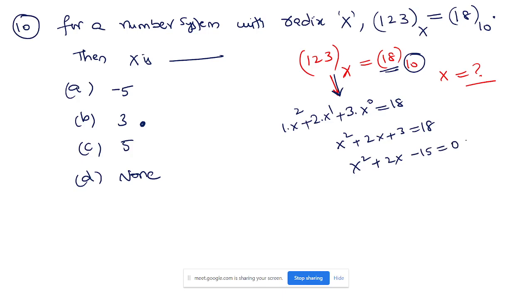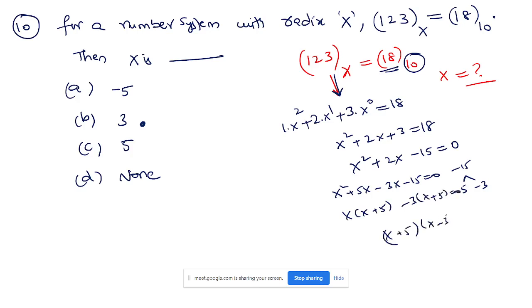So how to find those roots? You know that, no? Like minus 15, I can split as 5 and minus 3. So x square plus 5x minus 3x minus 15 is equal to 0. x into x plus 5, minus 3 into x plus 5, you know the story, right? x plus 5 into x minus 3 is equal to 0. The roots are either x equal to minus 5 or x equal to 3.